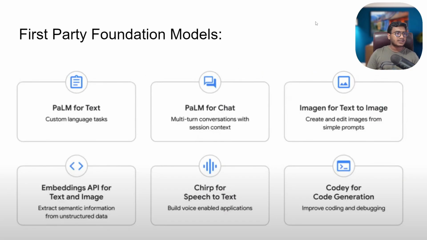And guys, here you can see some first-party foundation models, like PaLM for text, where you can customize language tasks. Then PaLM for chat, where you can perform conversation. Then you can do Imagen for text to image. That means if you give any prompt, it will generate the image. Then we also have something called the embeddings model, the embedding API. Let's say you want to generate embeddings for text or images; you can use this kind of embedding model. Then the Chirp model for speech to text. Then a code generation model was also available. So these were the first-party foundation models from Google Research.